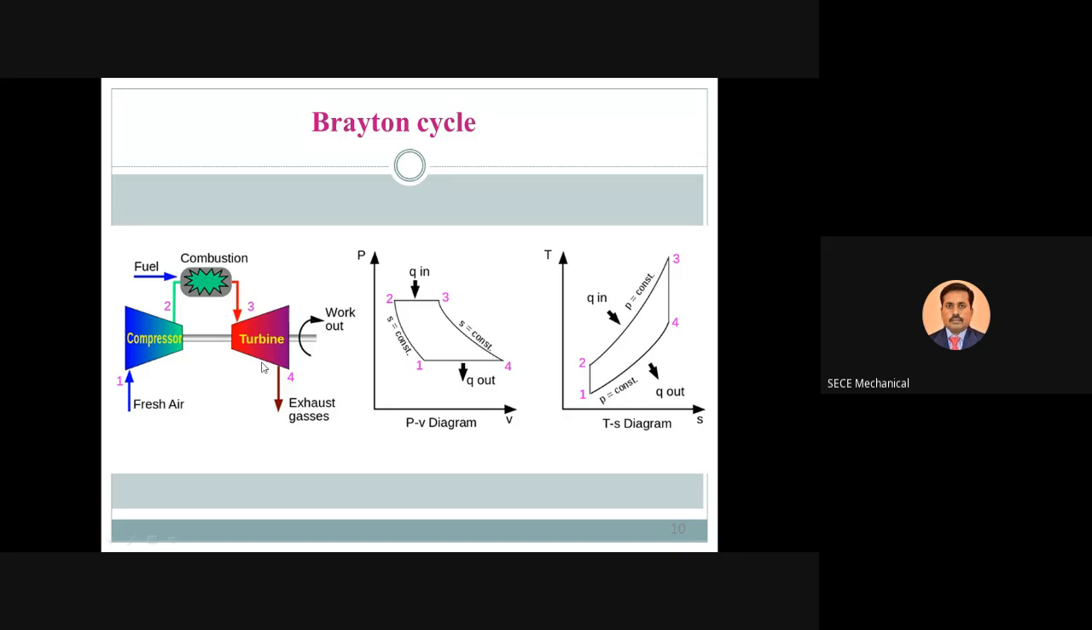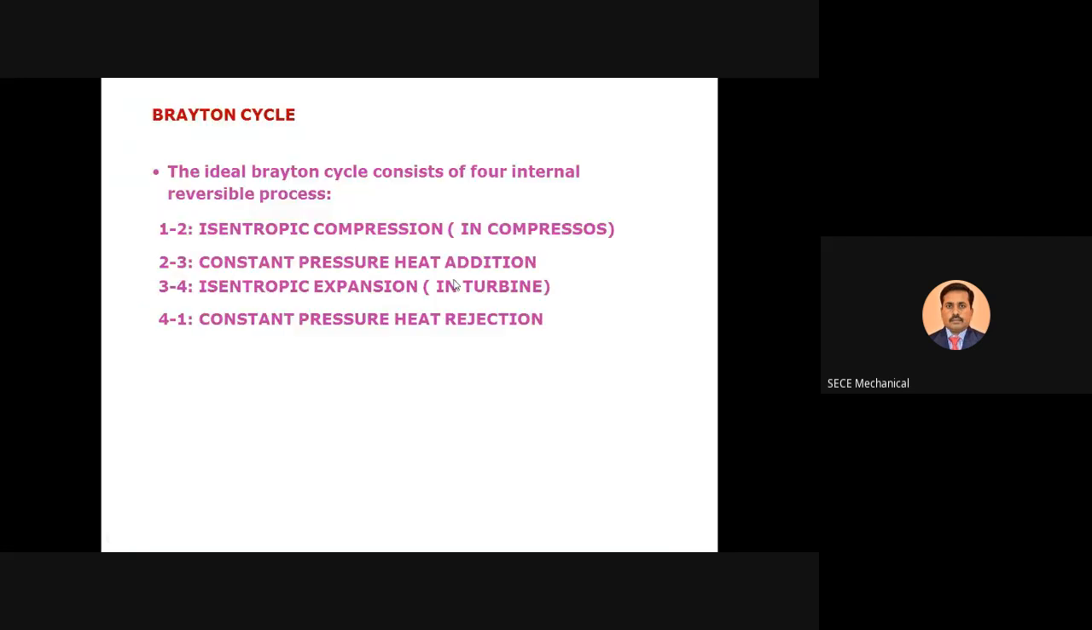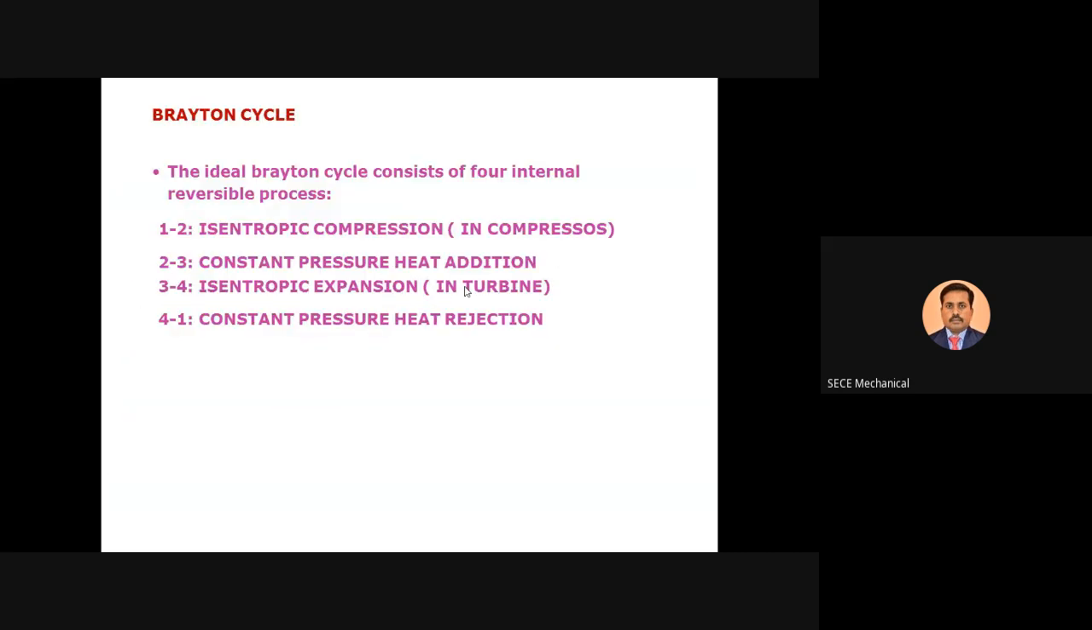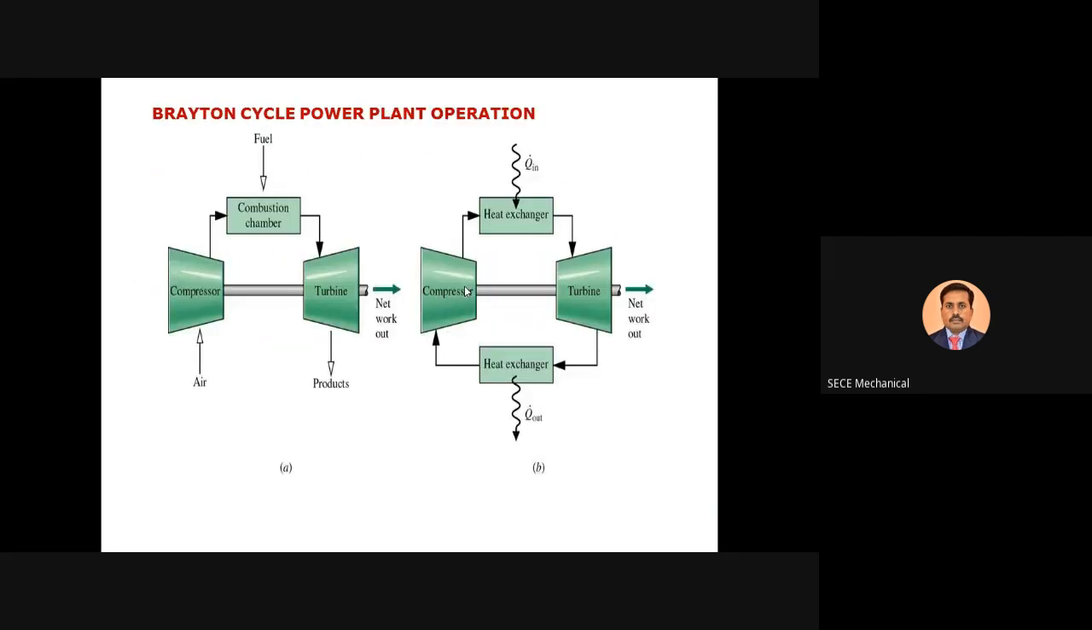This is the PV and TS diagram. Based upon that, your Brayton cycle or your gas turbine works. Here 1 to 2 is isentropic compression, 2 to 3 is constant pressure heat addition process, 3 to 4 is isentropic expansion, and 4 to 1 is constant pressure heat rejection process. So this is about the open cycle and closed cycle Brayton cycle, and based upon that, your gas turbine works.